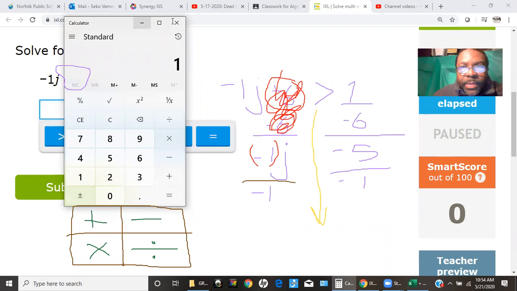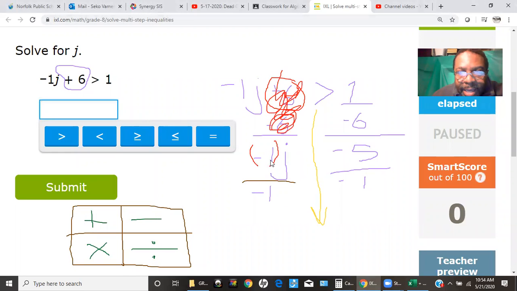And here's the other thing. Keep this in mind: since there's a negative sign in front of this variable, we're going to have to flip. Make a little note to yourself, that's your flip reminder. It started off as greater than, and it's going to flip. We already know that the answer is 1, so we have 1j, or you can really just have j.